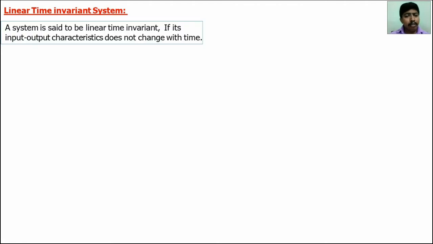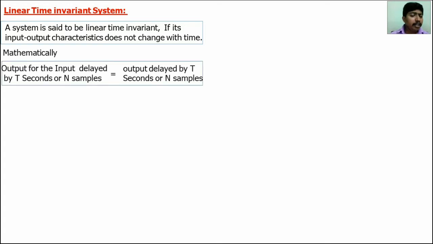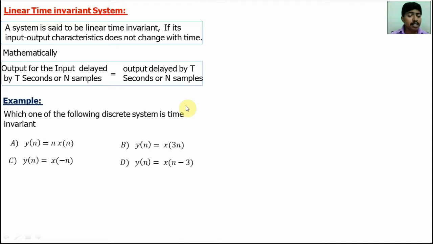Linear time invariant system. A linear time invariant system is defined as: if its input output characteristics do not change with time, then the system is a linear time invariant system. This is a statement. But mathematically we can define it: if the output for the input delayed by t seconds or n samples is equal to the output delayed by t seconds or n samples, then the system is a linear time invariant system. When we solve this problem, you can understand this statement. Let me take an example.